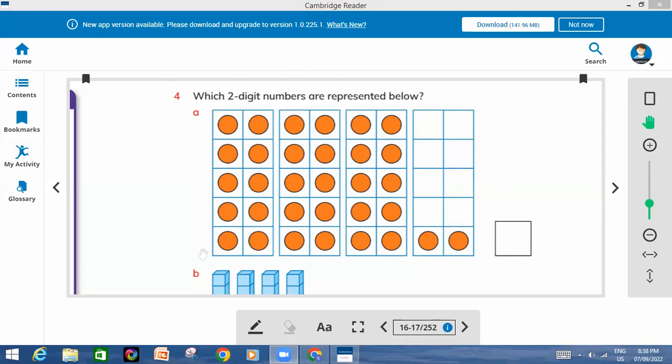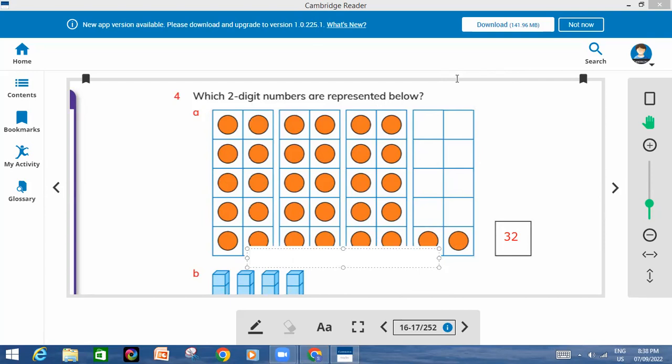So in one box we have 10 blocks or 10 objects: 10, 20, 30. How many tens? 3 tens. Here the objects are less than tens, so we are going to put them in ones. So let's say it is 3 tens and 2 ones. You can count them separately also, but we are counting them in tens because they are in tens. One box is in tens.